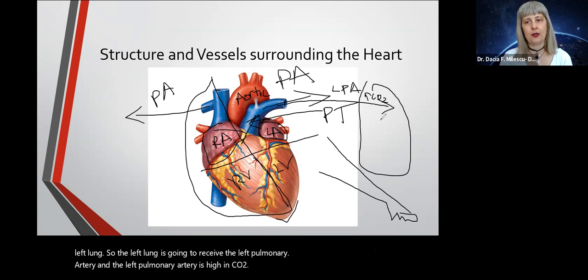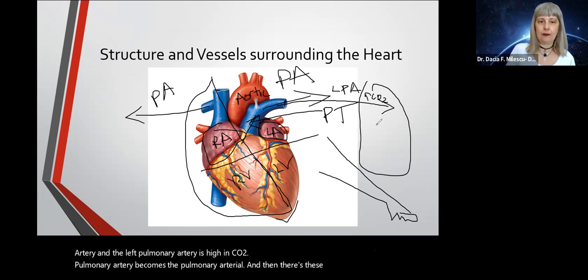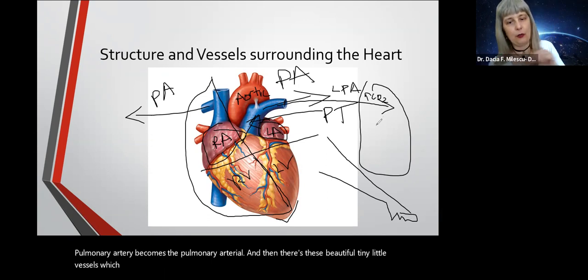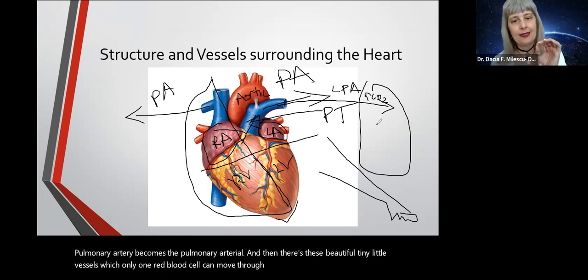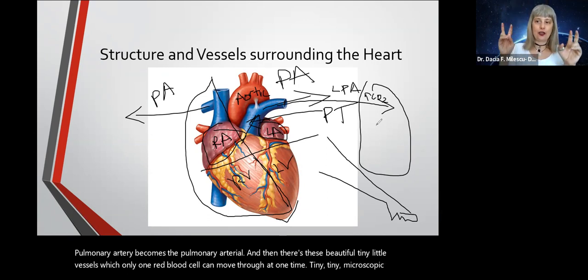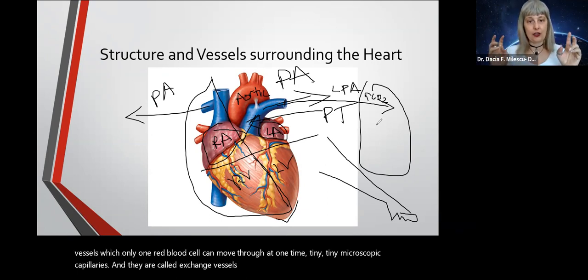The pulmonary artery becomes the pulmonary arteriole. And then there are these beautiful tiny little vessels in which only one red blood cell can move through at one time, tiny, tiny microscopic capillaries. They are called exchange vessels.